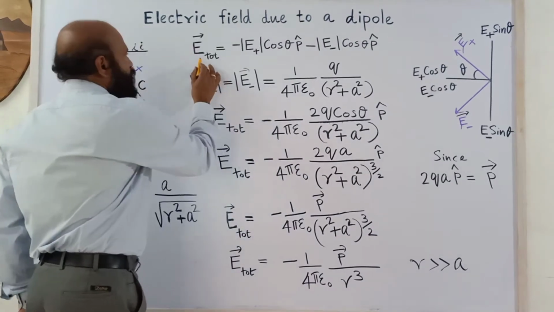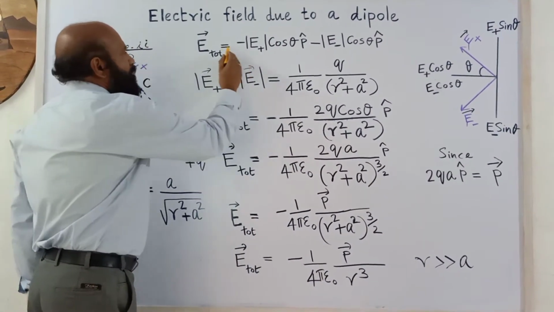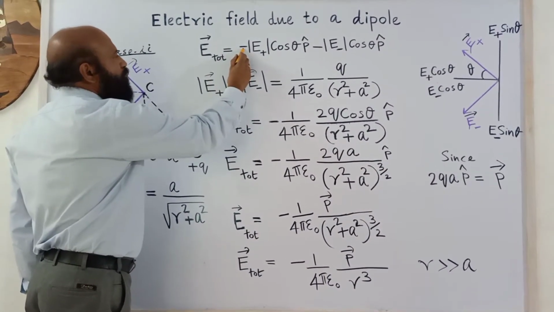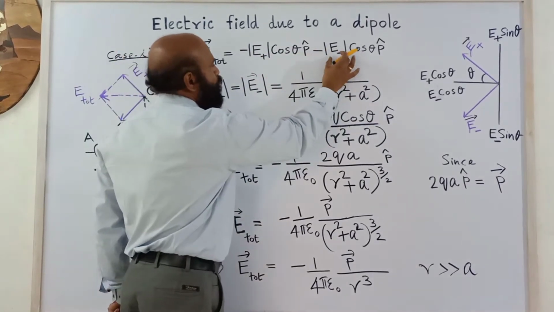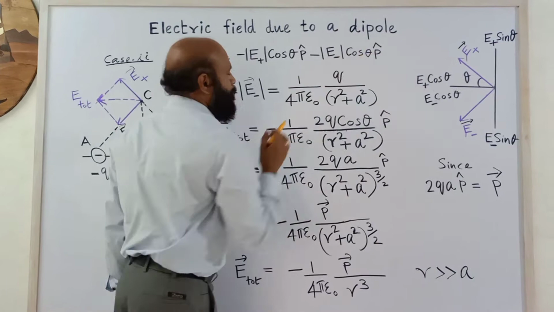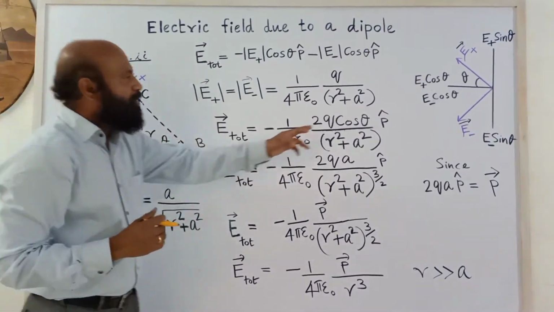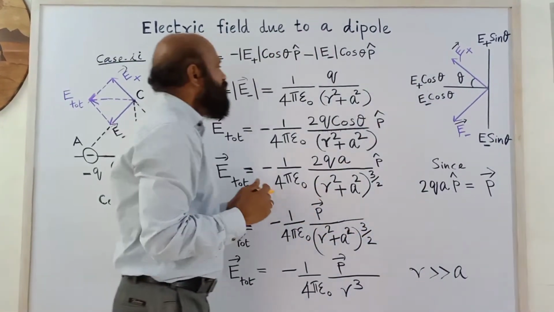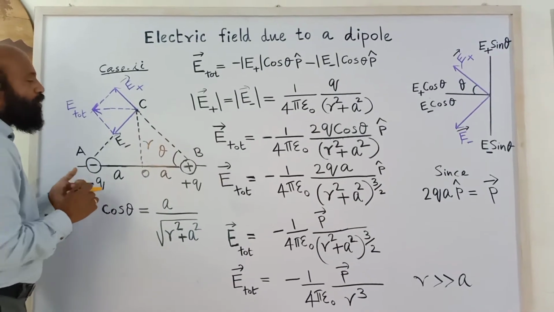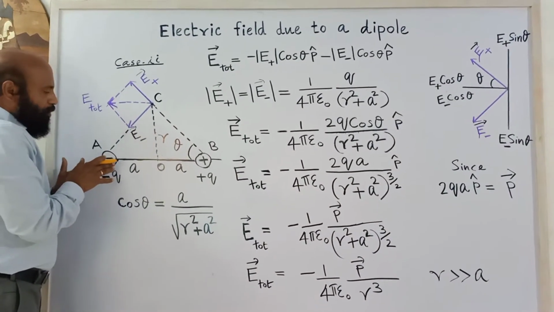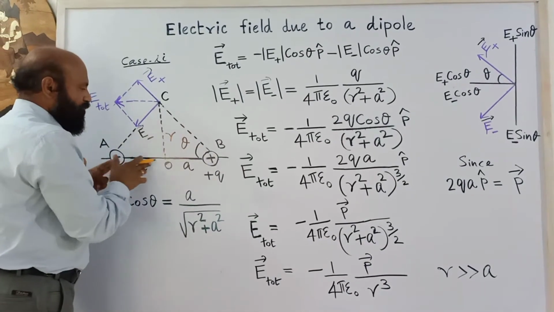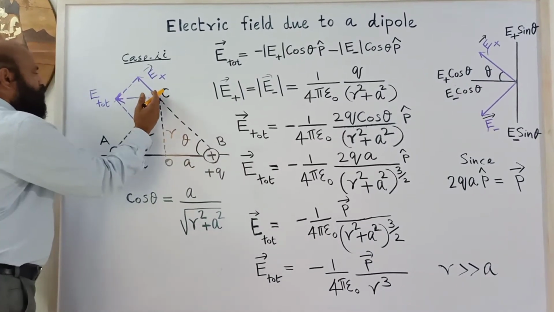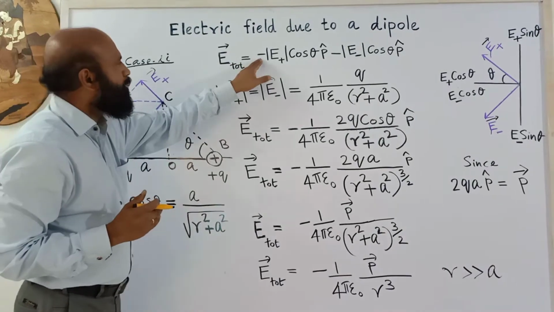So the total electric field will be given by this expression: minus the magnitude of E plus cos theta p cap, minus the magnitude of E minus cos theta p cap. Because it is acting along the negative x-axis, or, the dipole moment will be acting from the negative charge to the positive charge. The field is acting in the opposite direction, that is why minus p cap.